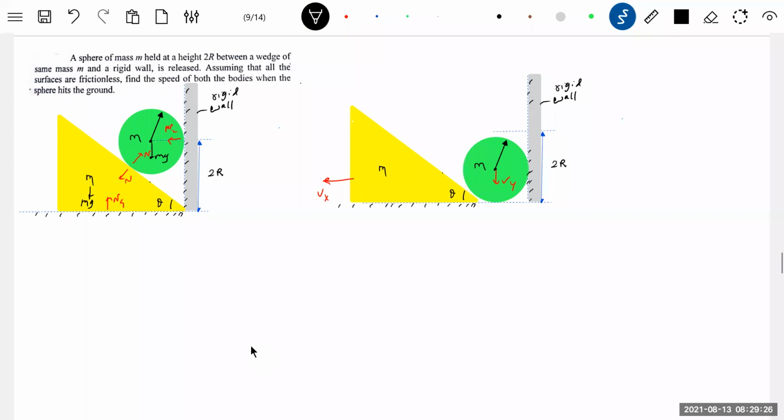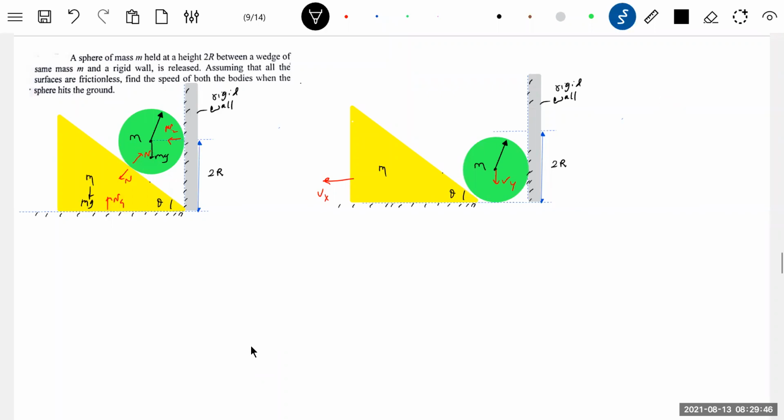One more thing. What is the work done by N2? 0. Work done by Ng will be 0. Work done by this mg, weight of the wedge, will be 0. Work done by the weight of the sphere, non-zero. What about work done by normal? Non-zero. But what is the net work done by it? We'll see it.